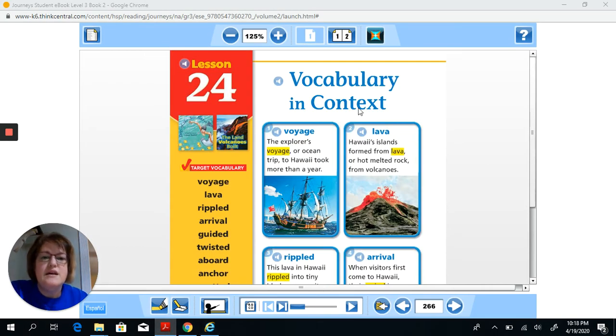Okay, so your vocabulary and context page looks like this. You're very familiar with this by now since we've already read a couple of the stories and you've read and studied the vocabulary that comes before each story.